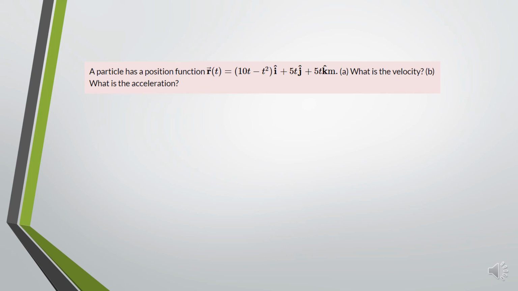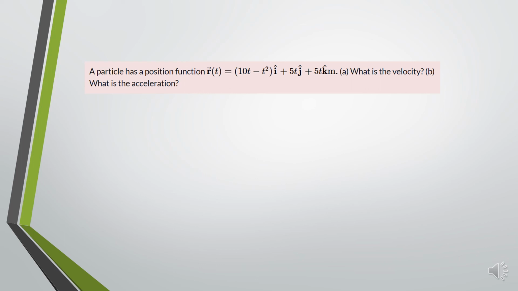Here is the second example. A particle has a position function of (10t minus t²) i plus 5t j plus 5t k meters. A. What is the velocity? B. What is the acceleration? By looking at the position function of the problem, it is linear in y and z. So we know the acceleration in this direction is 0 when we take the second derivative. Also note that the position in the x direction is 0 for t equal to 0 seconds and t equal to 10 seconds.